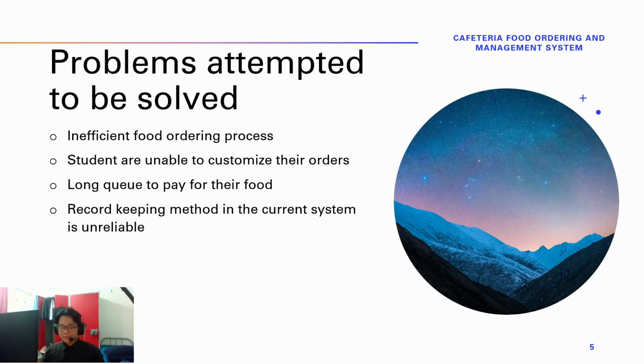The system is attempting to solve four problems. The first one is the inefficient food ordering process. The second one is the inability of students to customize their orders. The fourth one is the long queue for students to pay for their food. And finally, the record keeping method in the current system is unreliable.